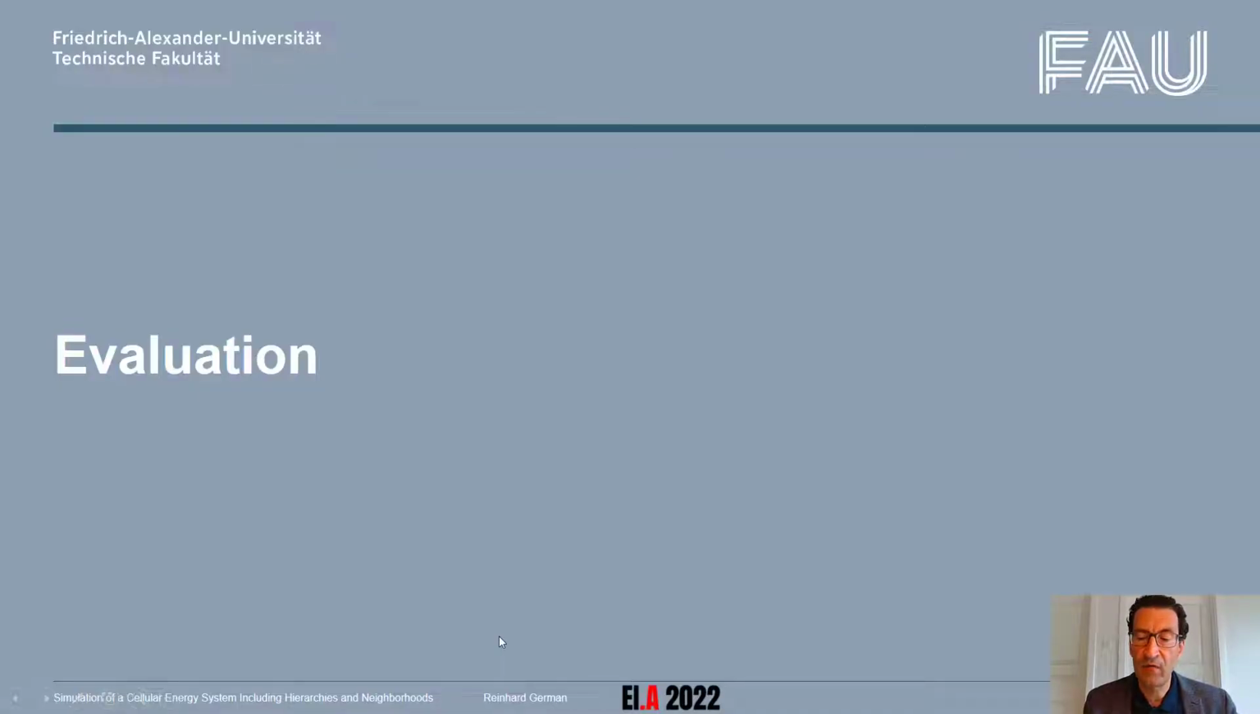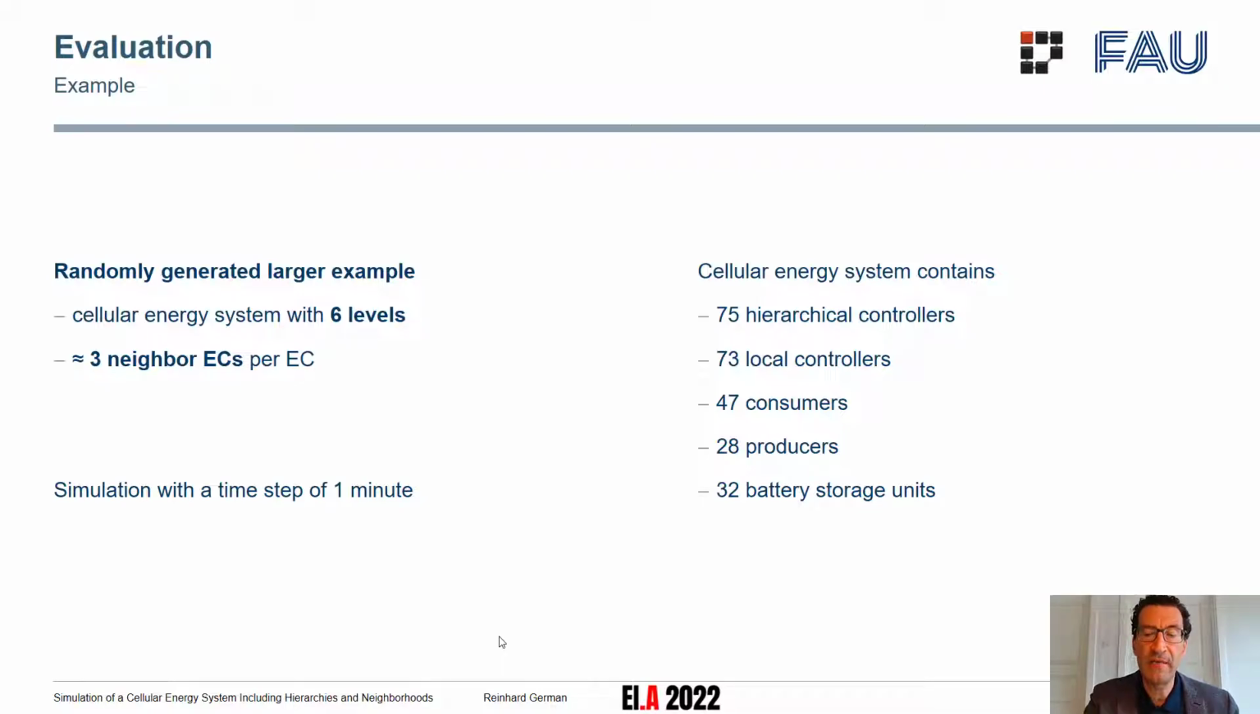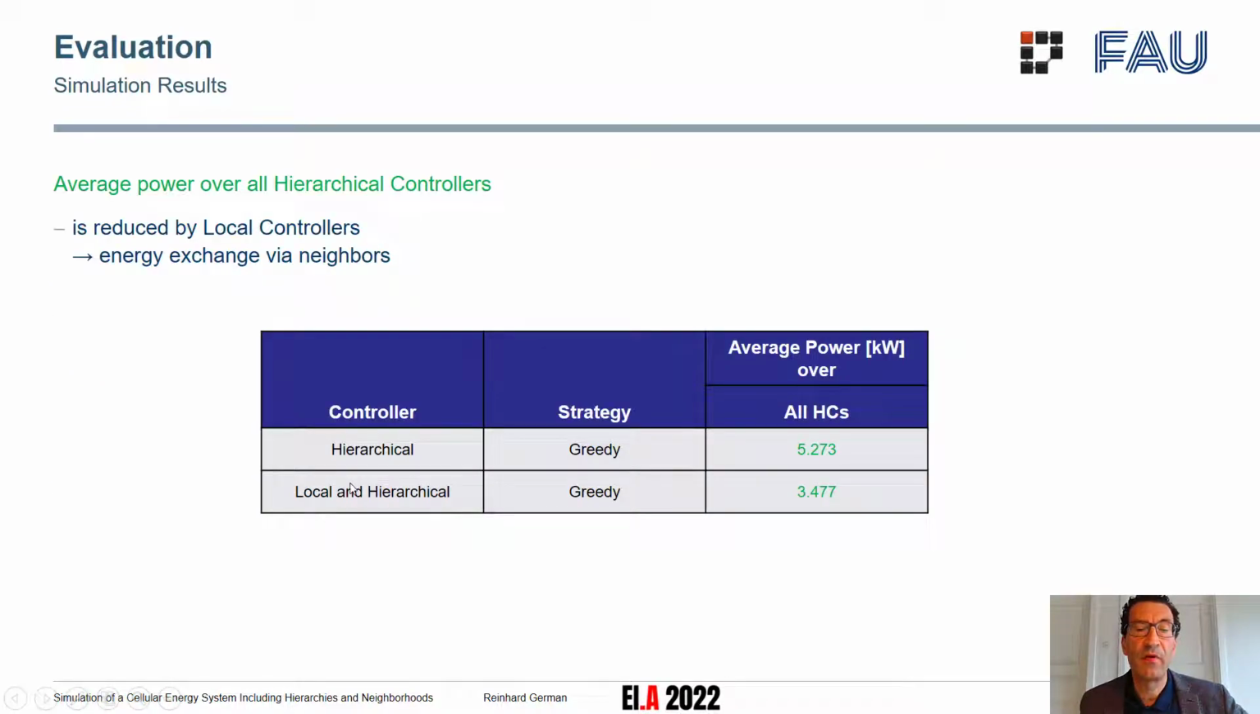And also we have looked at examples, a larger example which has been generated randomly. Here you see its parameters. In the case of both neighborhoods and hierarchies, less power must be transmitted over the hierarchical controllers.